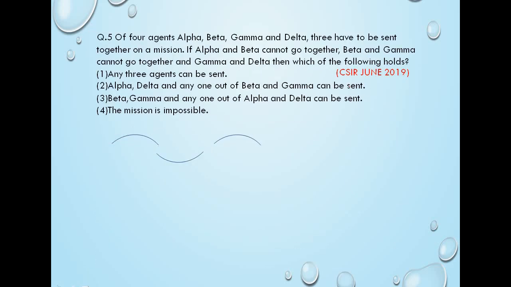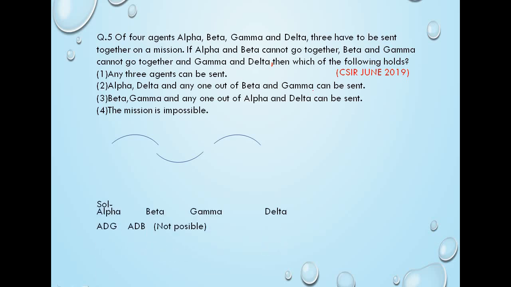Next question. Of 4 agents alpha, beta, gamma and delta, 3 have to be sent together on a mission. If alpha and beta cannot go together, beta and gamma cannot go together, and gamma and delta cannot go together, then which of the following holds good? It is missing here, sorry guys, but it is that gamma and delta cannot go together. So you need to find which of the following holds good.